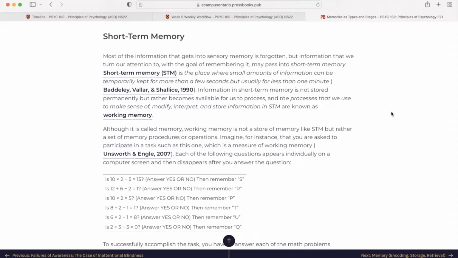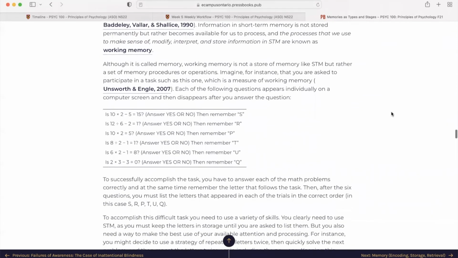Information in short-term memory is not stored permanently, but rather becomes available for us to process. And the processes that we use to make sense of, modify, interpret, and store information in short-term memory are known as working memory. Although it is called memory, working memory is not a store of memory like short-term memory, but rather a set of memory procedures or operations.